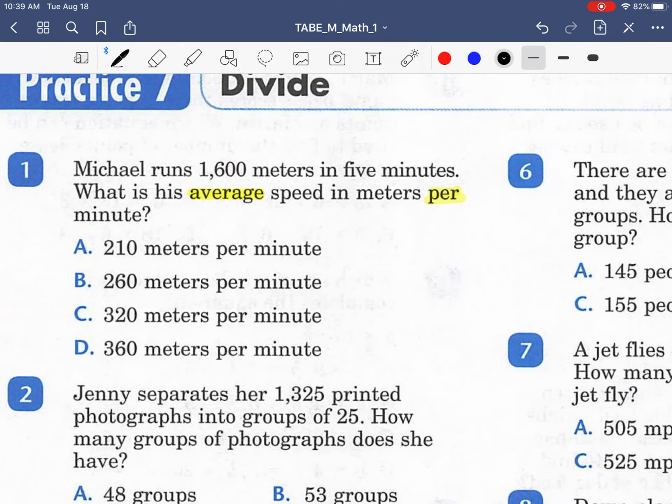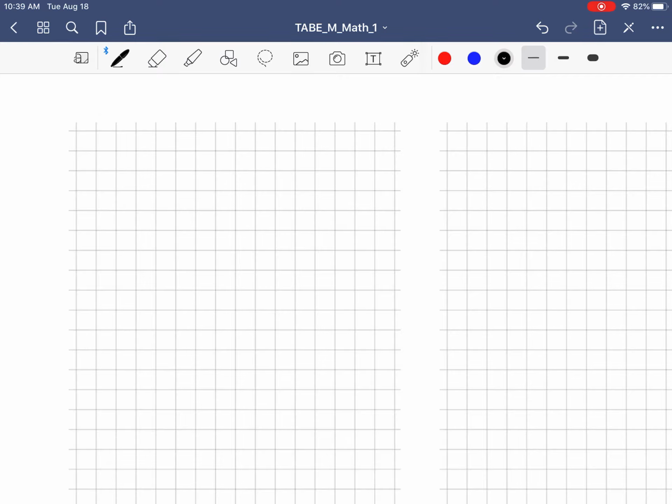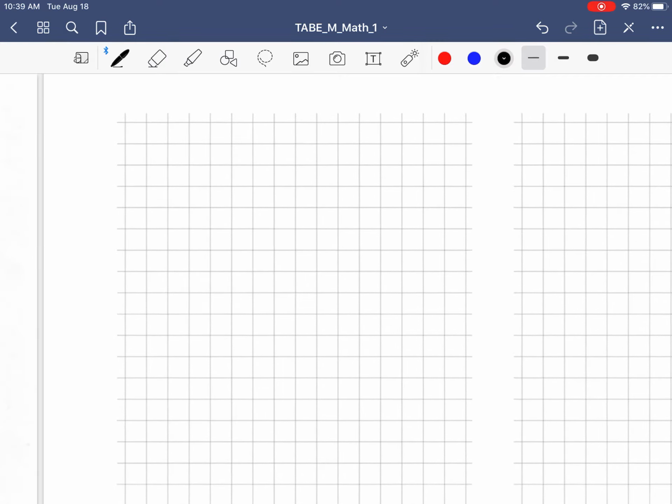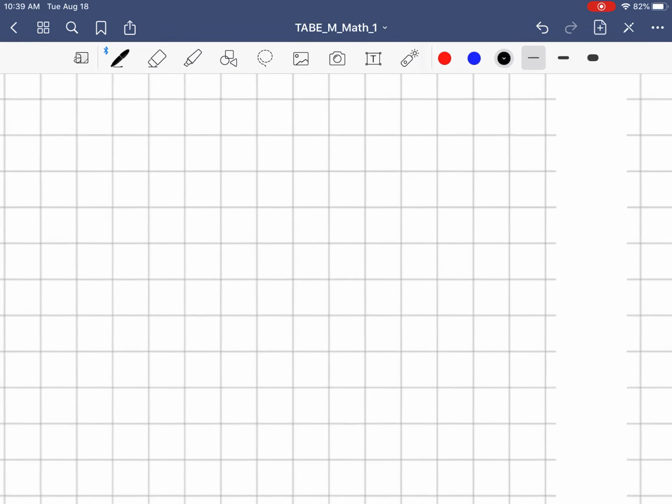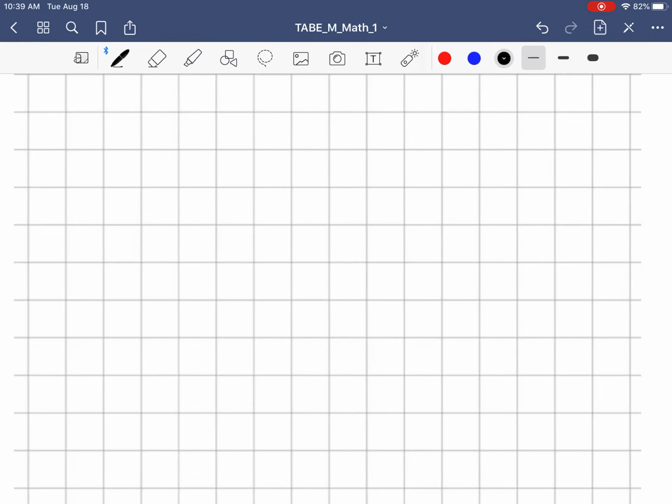Now to do this, I'm going to use graph paper. So I have just inserted some graph paper into my document. If you don't have graph paper, that's okay. I just like doing this to show you how to line up long division. So let me enlarge this just a bit, and we're going to put this problem in here for division.